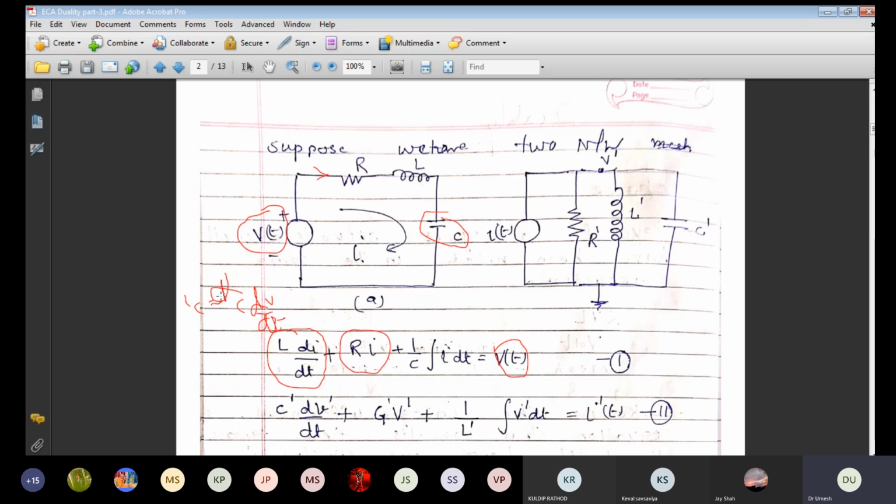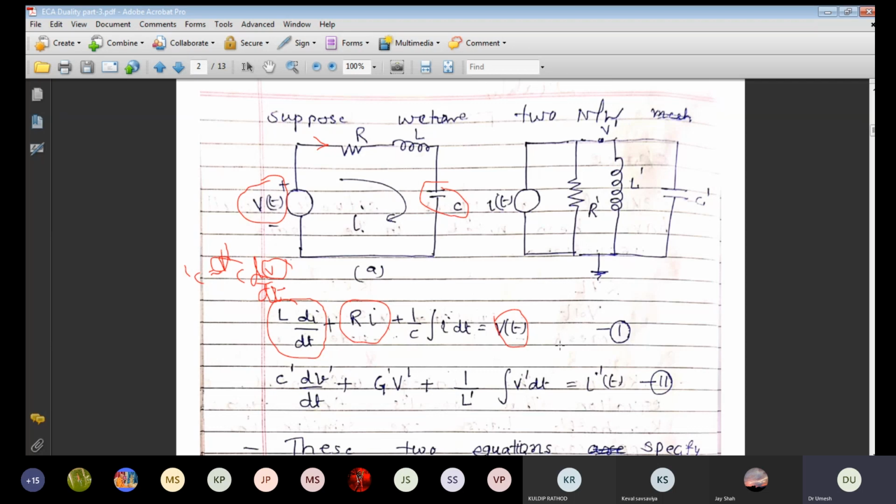If I want the equation in terms of V, then I have to integrate this equation. So this equation is known as an integro-differential equation. Now I write the equation using loop analysis for this circuit.